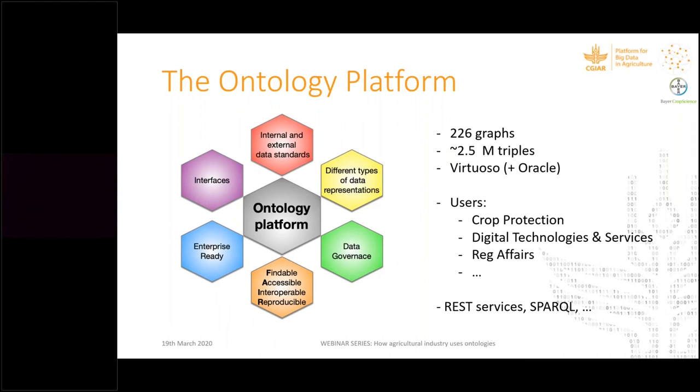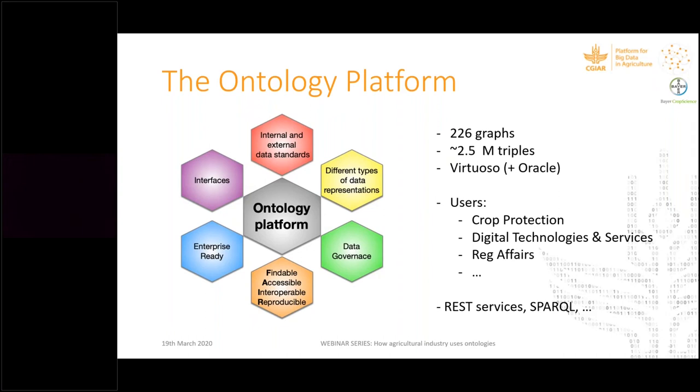Next one is about FAIR. I don't think I need to talk too much about this, because I'm sure that you all know what FAIR means, but just to say that our platform is, of course, supporting FAIR on the one hand, to the extent that we can have it, but also enabling other data sets within the company to become FAIR.